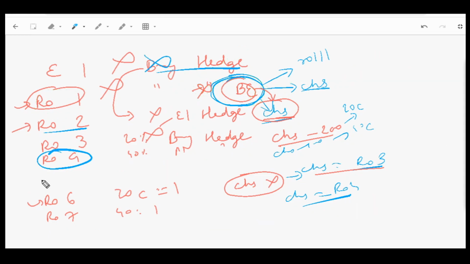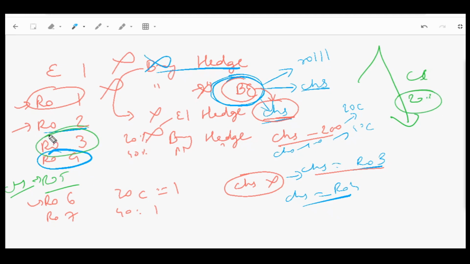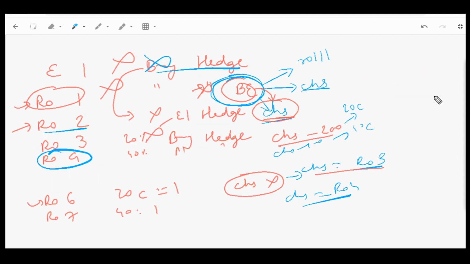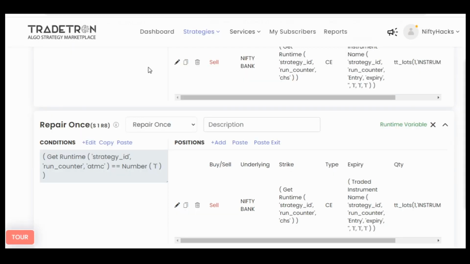After that also, if RO5 happens first and we have assigned the CHS value to this, and after that the market reverses and the call decays 20% from that, then from RO3 we are buying new hedges, and from RO6 we are checking whether RO3 has happened or not. If it has happened, we will exit CHS, which would be RO5 at that time. So the beauty of using CHS as a runtime variable is that we do not need to remember which is the current hedge, because Tradetron will calculate that for us. So this is one thing that you should know, to understand better.